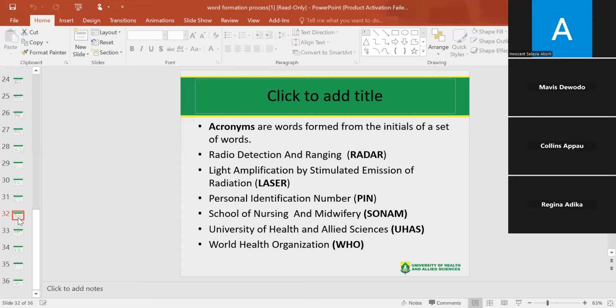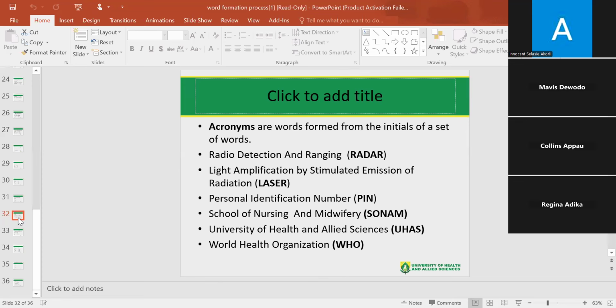Initials of a set of words. So radio detection and ranging, radar. Light amplification by stimulated emission of radiation, laser. Some of these things I think you may have seen at your workplace before, or you may have heard about them at least. Personal identification number, PIN. This one is not difficult. School of Nursing and Midwifery, SONA. University of Health and Allied Sciences, UHAS.